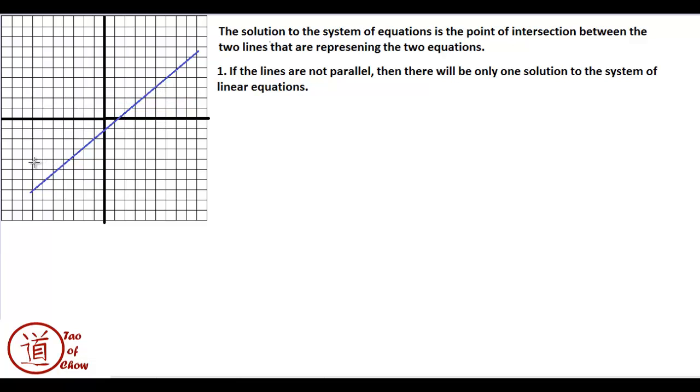Okay, another option is that the two lines are parallel. Now, if they're parallel, it means that they can never meet. It means they're always the same distance apart, which means they're never going to come closer together, which means they will never have an intersection, and that means that they won't be able to have any solutions. Okay, so let me write that here.